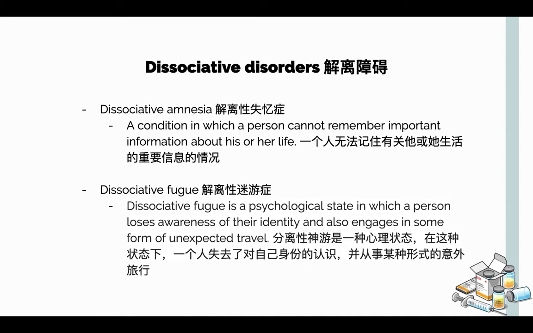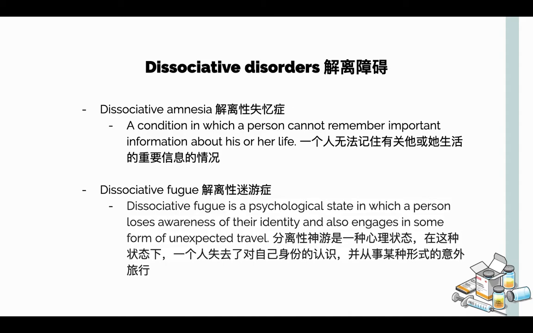For example, suddenly they can't remember how old they are. They cannot remember, oh, what's my name. This is different from dementia in the sense that all symptoms of dementia have been ruled out. So this will be dissociative amnesia.